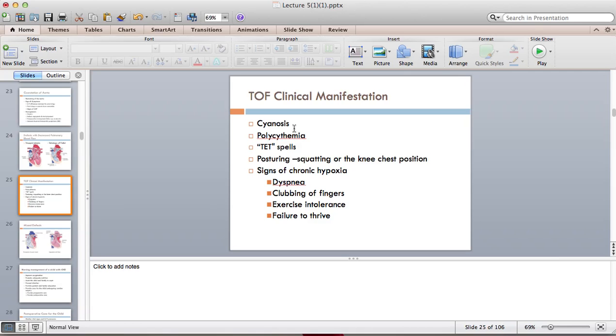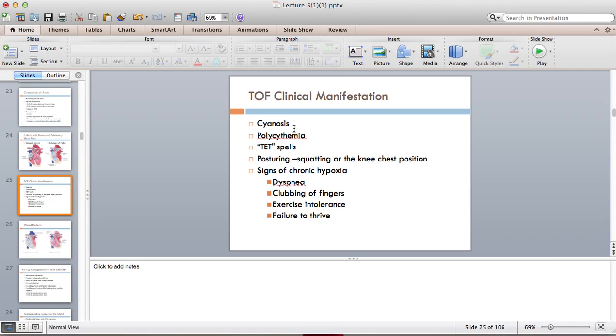So if you see a child in that tet spell, or just for some reason just went into knee-chest position, leave the child alone. If that child has a cardiac problem, just leave the child alone. The child will recover. Or if you are doing your vital signs and all of a sudden your child just decompensated, you see that they become so cyanotic all of a sudden, and you know that the child has a cardiac problem, put the child in a knee-chest position. Put the head lower down and let the child pick up.